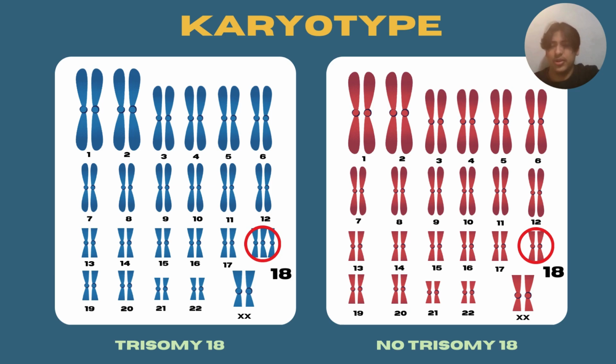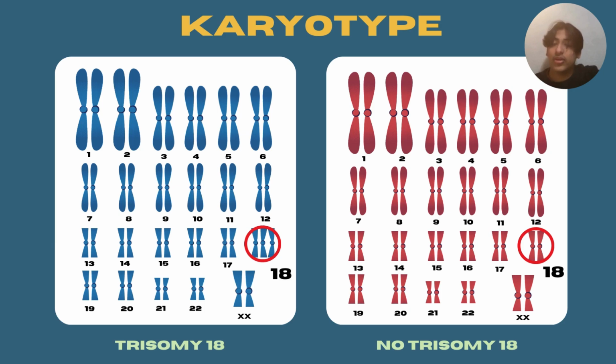How does this happen though? Most often, it is due to a process called nondisjunction, which means that the chromosomes didn't separate properly during the formation of egg or sperm cells. This results in an extra chromosome being added or passed down to the baby. It is important to note that trisomy is usually not inherited. It occurs randomly during conception.